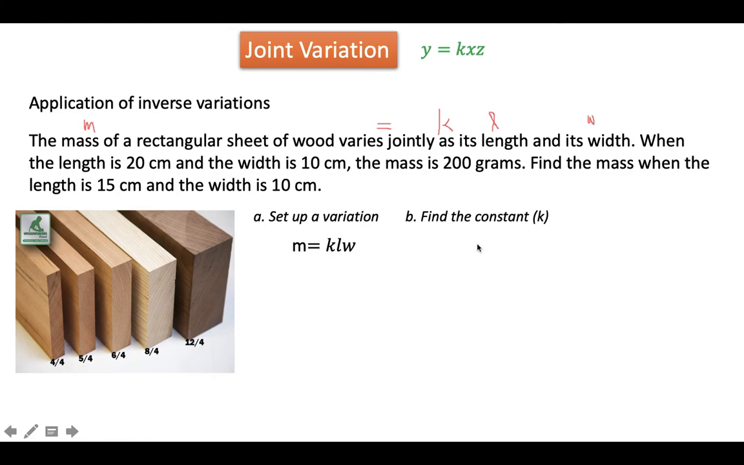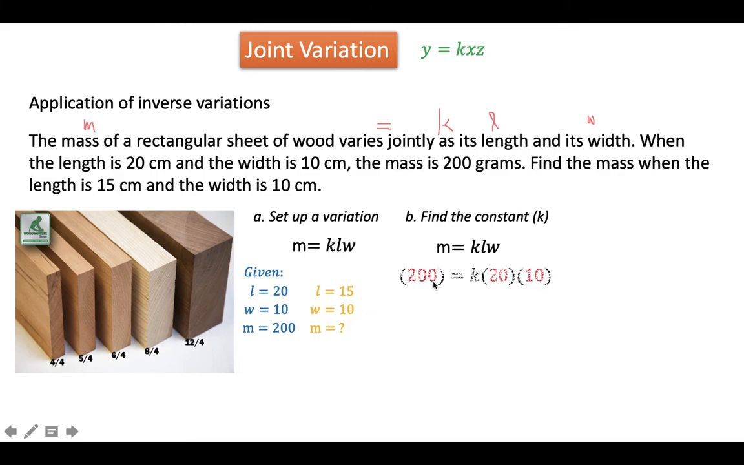Next, we're going to find the constant using the same variation. In this given word problem, it is good to lay down the given. So our length is 20, the width is 10, and the mass is 200. And the other set is the mass is unknown because you are asked to find it. Our length is 15 and the width is 10.